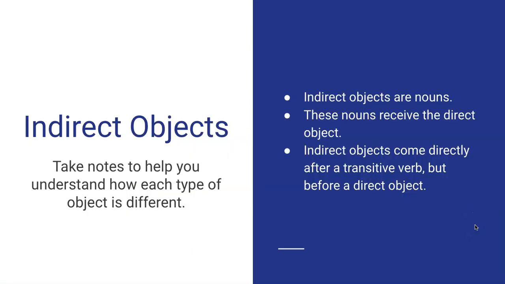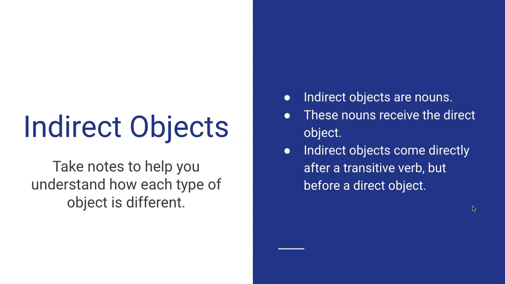The second job that nouns can have as objects is what we call the indirect object. The first one we learned was the direct object. Now this one is the indirect object. Indirect objects are also nouns, but these nouns receive the direct object, not the verb action. Indirect objects come after the verb, but before a direct object. So this is important. Indirect objects come before a direct object, after a transitive verb.